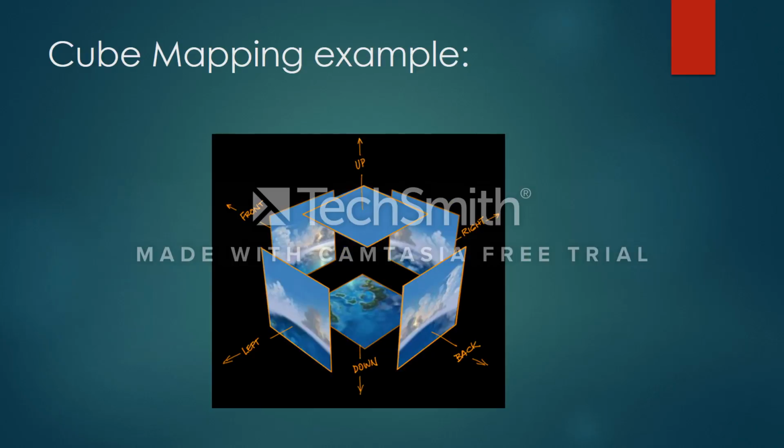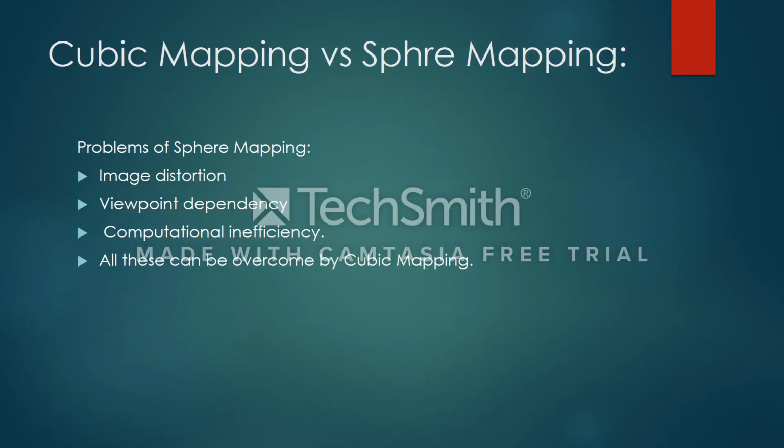This is an example. See, the sky and the ocean are reflected on a cube in all the 6 directions. So let's see the differences between cubic mapping and sphere mapping. What are the problems with sphere mapping? Image distortion. And for sphere mapping, viewpoint dependency. You know, if we look from a different viewpoint, the image should look different.